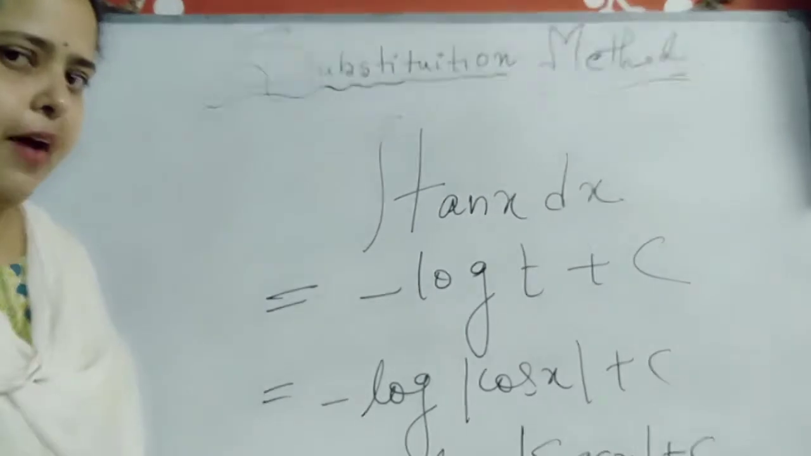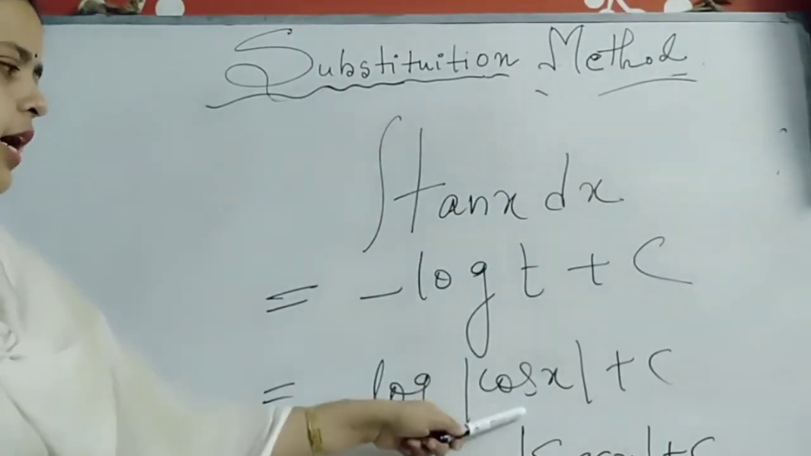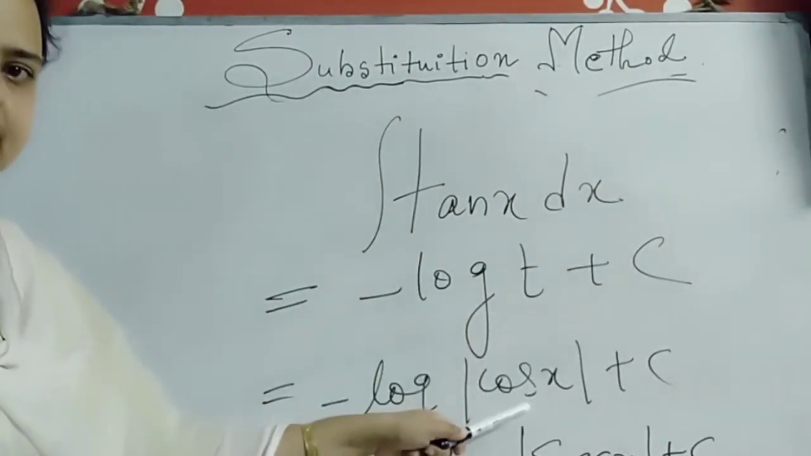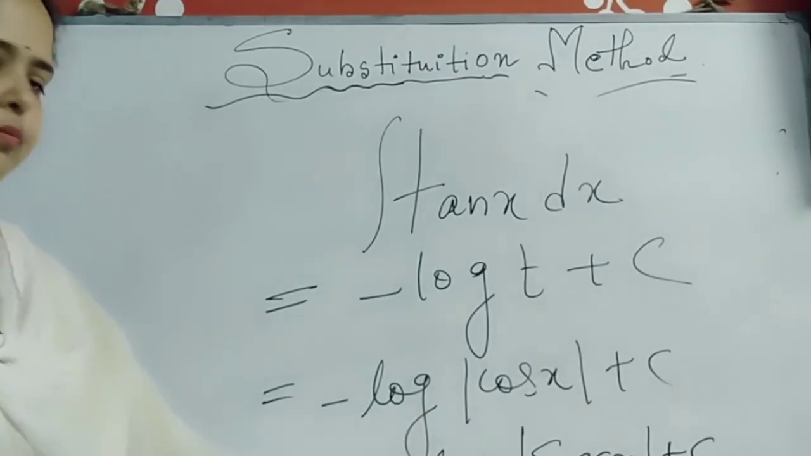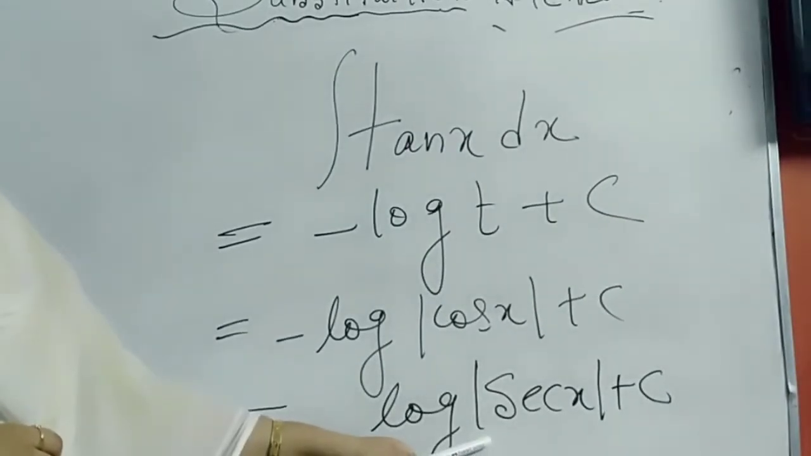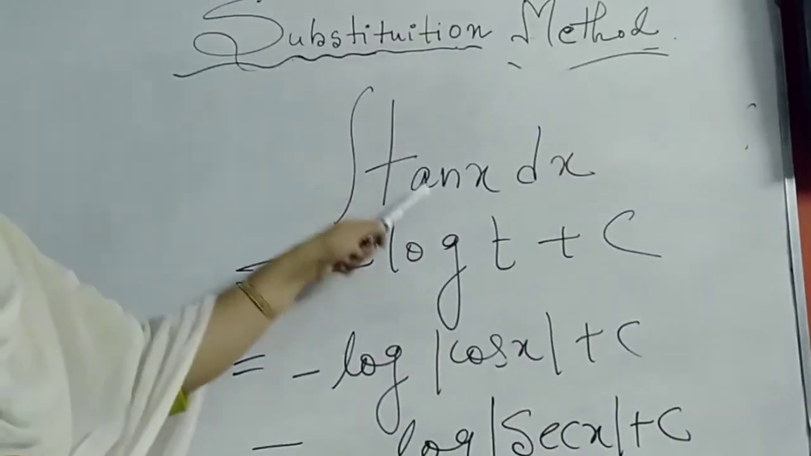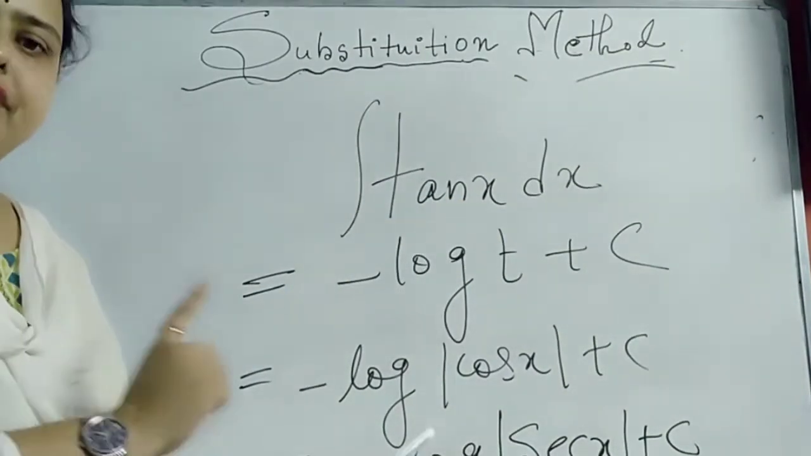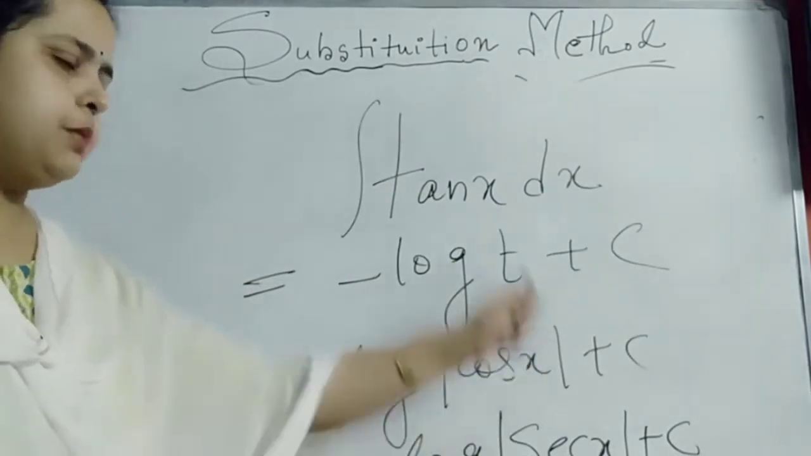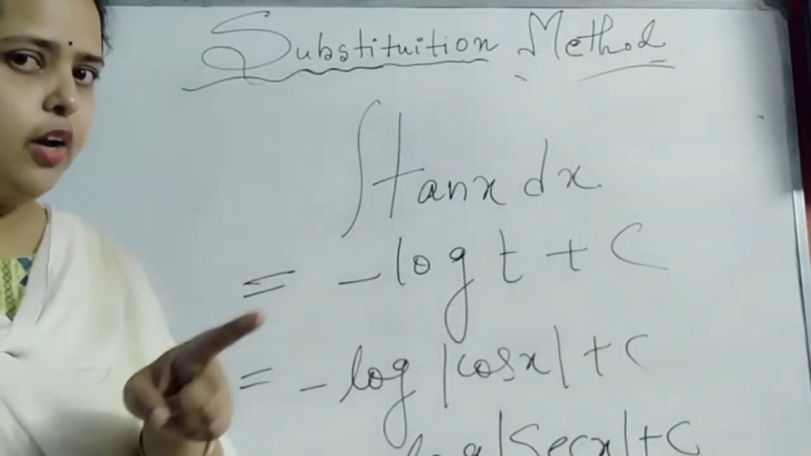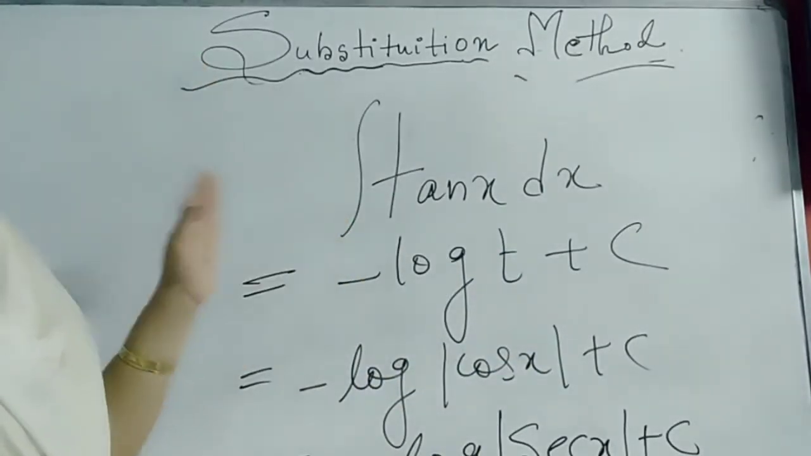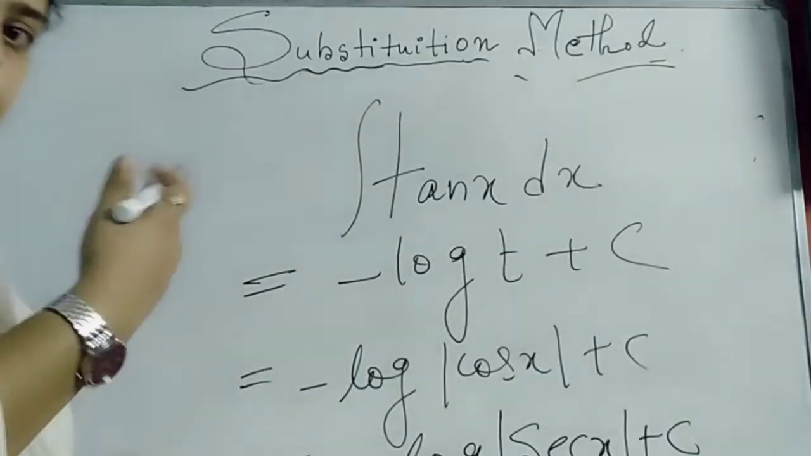Do you agree with the fact? This minus comes here. It will become 1 by cos x. So it is now log of sec x. So from now we are going to remember integration of tan x dx is log of sec x plus c, or minus log cos x plus c. You all will try integration of cot x by putting cos by sine.